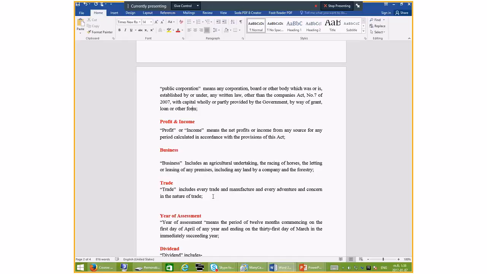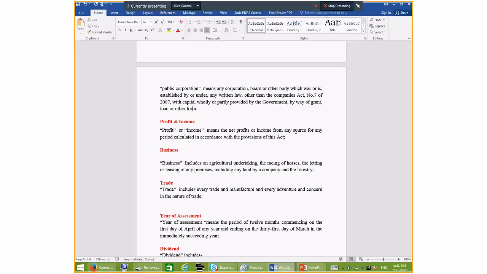Now we know the sources of the Act. Here we know the sources of income are in section 3 of the Act, which defines the sources of income. Right? Then profit means from any source. Then trade. Then we know the profit or income means the net profit or income from any source for any period calculated according to the provisions of this Act. Then there are a lot of provisions in this Act.